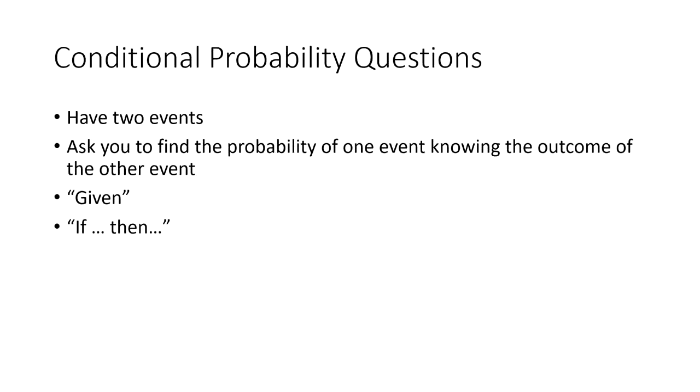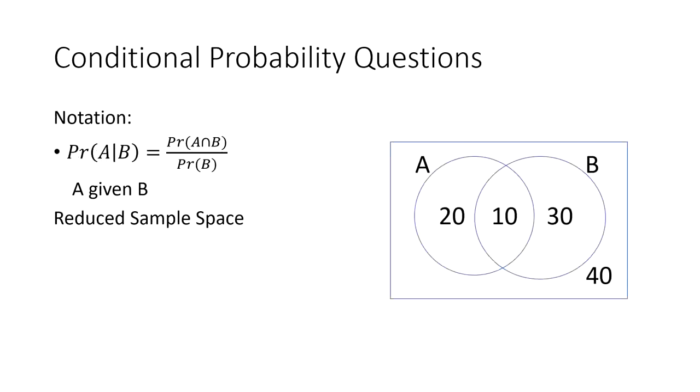Alright, conditional probability questions usually have two events, and you are usually asked to find the probability of one event knowing the outcomes of the other one. The word that tells you it is a conditional probability question is usually "given". That's your tell that it's a conditional probability question: given, or if-then.